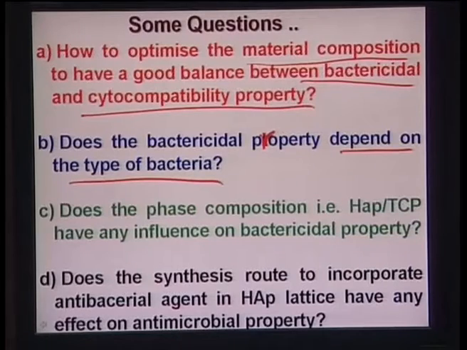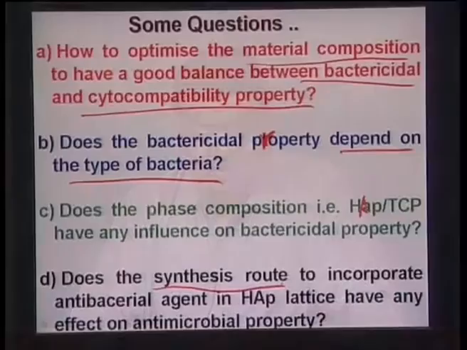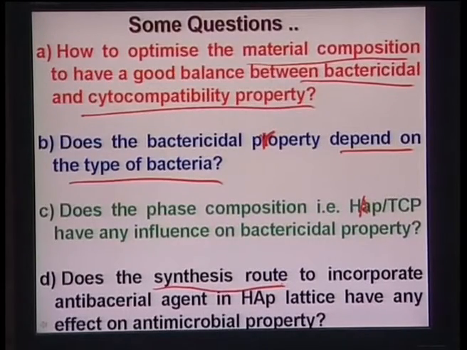The third is, does the phase composition, that is HAP, TCP or the mixture of HAP and TCP, have any influence on the bactericidal property? Fourth, does the synthesis route to incorporate the antimicrobial agent in the HAP lattice have any effect on the antimicrobial property? This synthesis route can be either mechanical mixing of hydroxyapatite powder with an antimicrobial agent, or you can dope hydroxyapatite with the antimicrobial agent by a chemical synthesis route. In both cases, it will be shown how antimicrobial property can be improved.